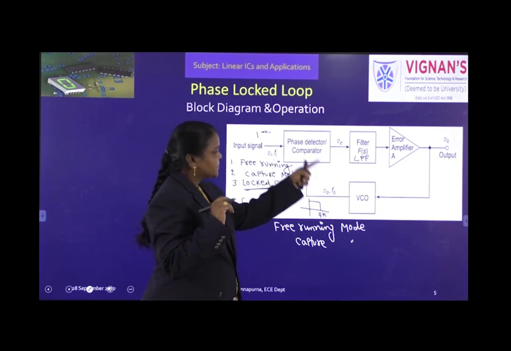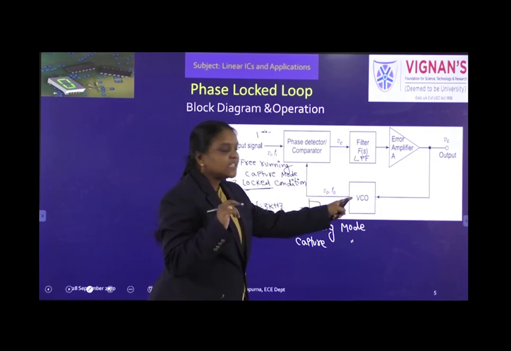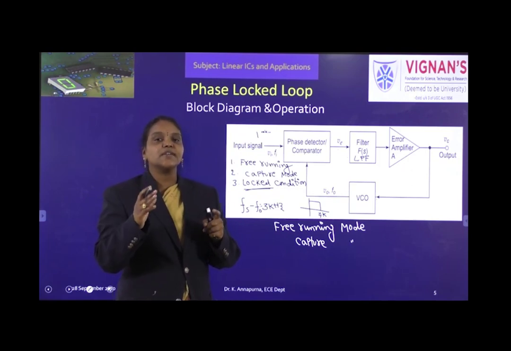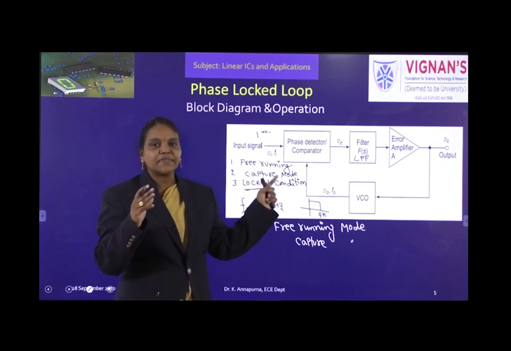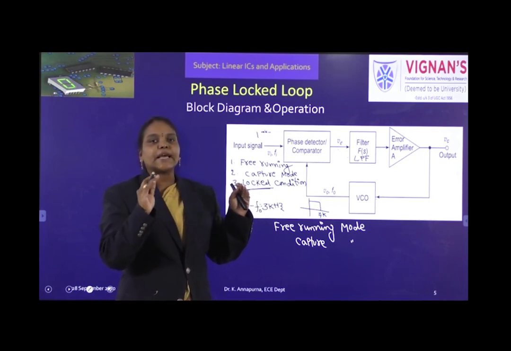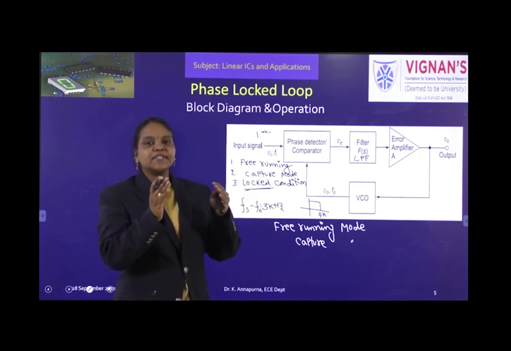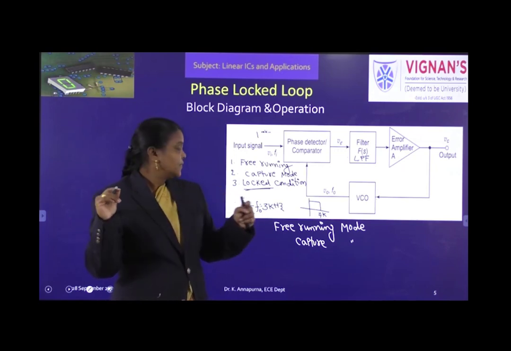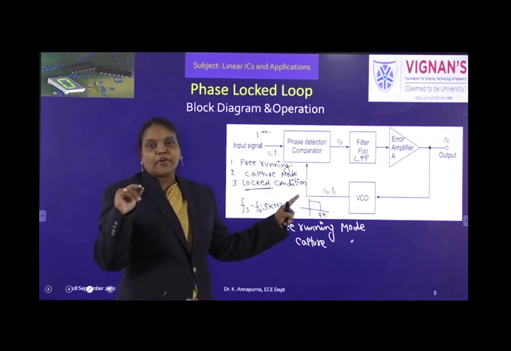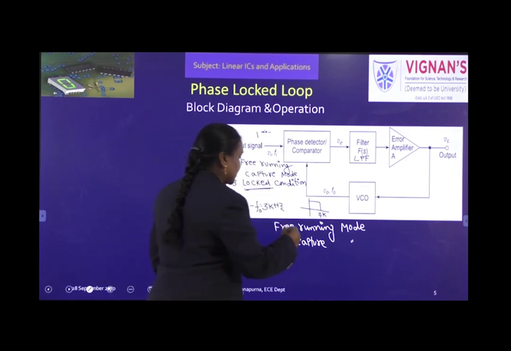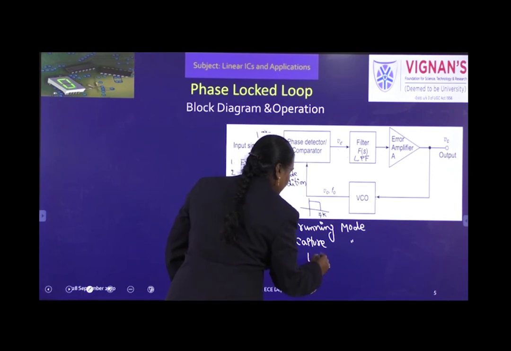And next, time to time, the VCO changes its frequency of oscillation such that its output signal frequency reaches the input signal frequency. That is, time to time, the difference is getting reduced. That means the error signal is decreased. And at some point of time, both frequencies will be the same. Then it is said to be in locked mode.